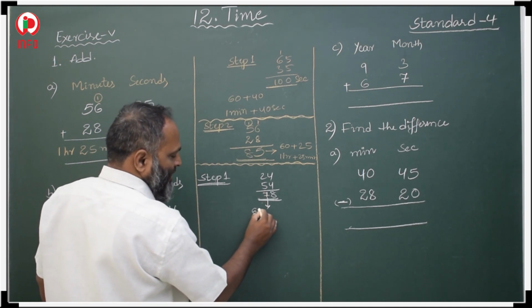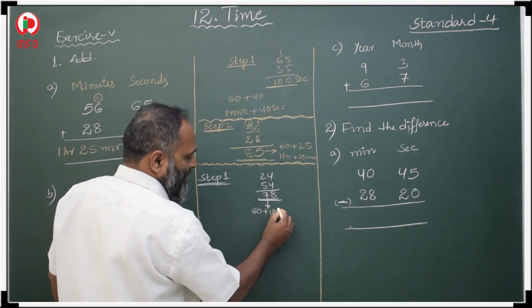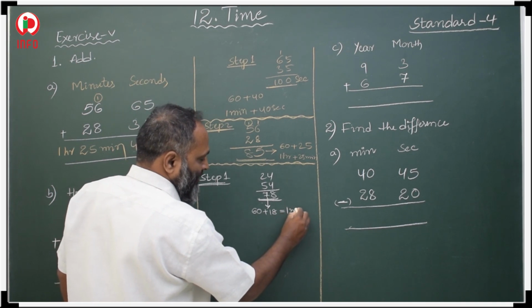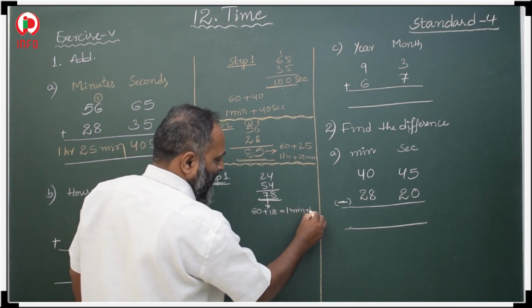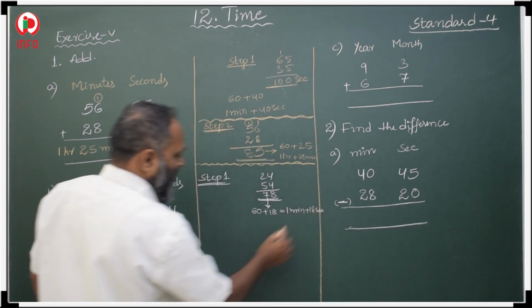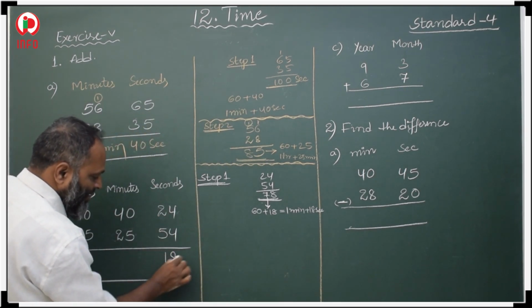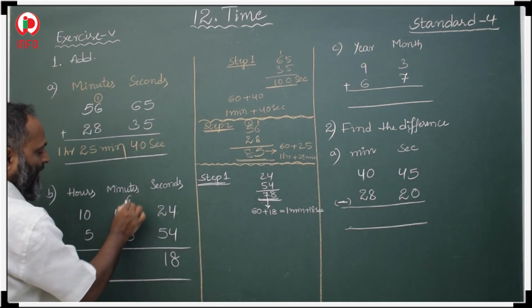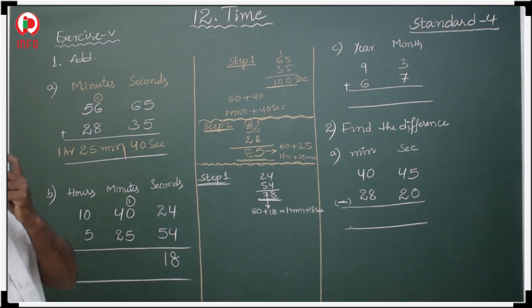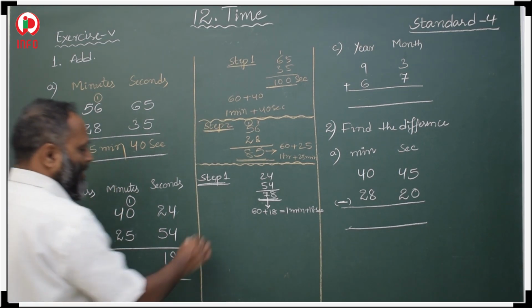So then 60 plus 18, 60 means 1 minute, 18 seconds. How many seconds? 18 seconds and 1 minute. 1 minute we should take carry over here. Okay. Now first step is over.